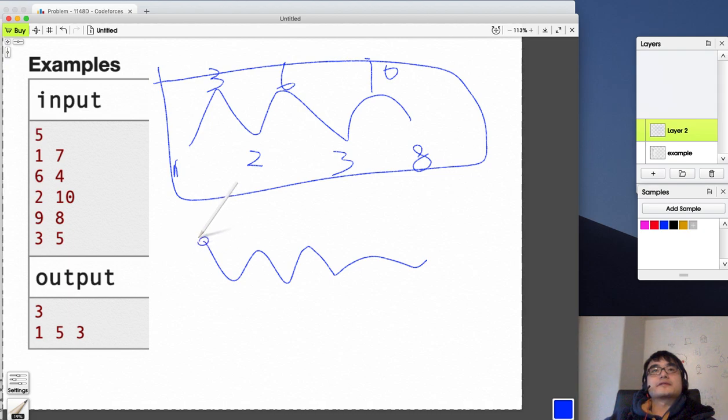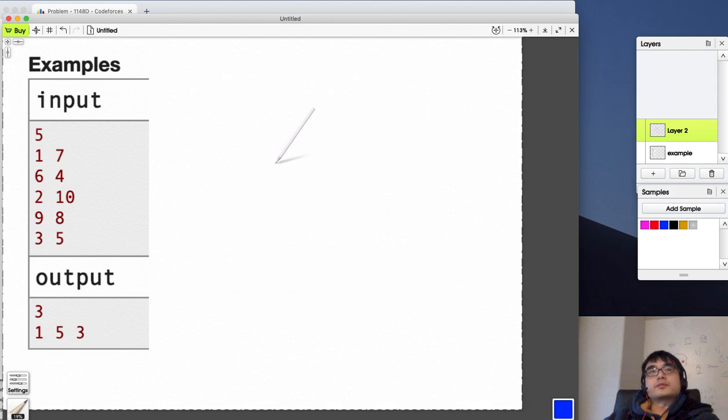It can look like this, or it can look like this. So the first number is bigger than the second number, right? It doesn't matter which one is the biggest, as long as it looks like a zigzag here, right? So we come back to the input here.